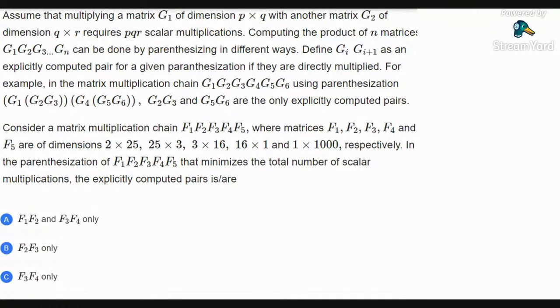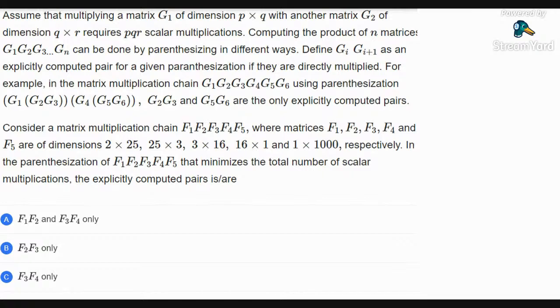So if we compare this 48 multiplications with anything else, like F1, F2: if F1, F2 is multiplied, then 2 cross 25 and 25 cross 3 is multiplied. So how many multiplications are required? 2 multiplied by 25 multiplied by 3. It means that 150 multiplications are required. So here we can note that 48 is much lesser as compared to 150. So F3, F4 should definitely be there. Now see, how many options are there with F3, F4? So option B is not selected here.